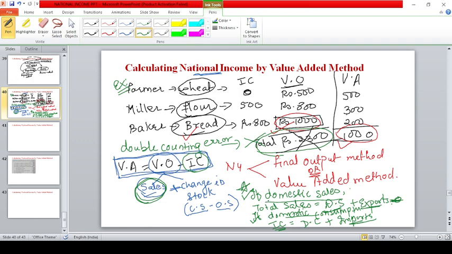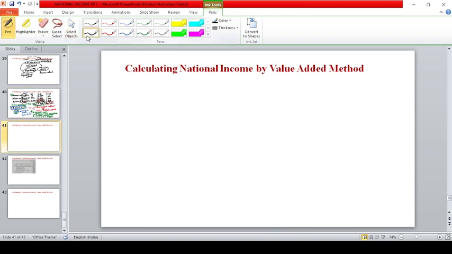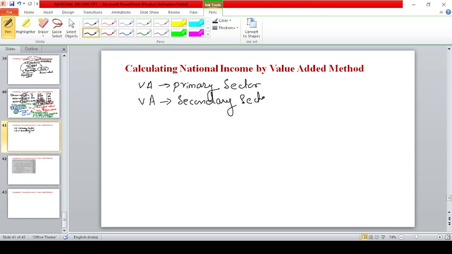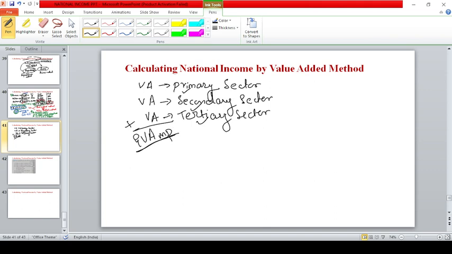Now let us proceed further and see how we are going to calculate and what are the other formulas. Now students, as I showed you, value added is equal to value of output minus IC. So value added of primary sector, then value added of secondary sector, and value added in tertiary sector. When you calculate the value added in all the three sectors, you get gross value added at market price.